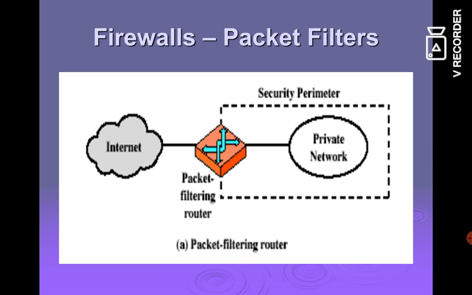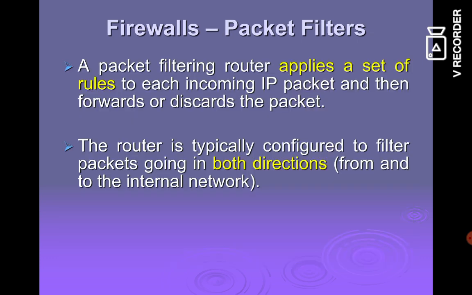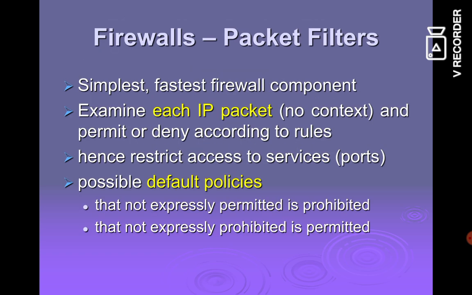So what is packet filter? Packet level filter applies some set of rules. These rules are applied to each incoming packet. Once the rules are satisfied, then it forwards the packet. If the rules are not satisfied, then the packet is discarded. So this type of checking is happening in both directions, that is from the internal network as well as to the internal network.